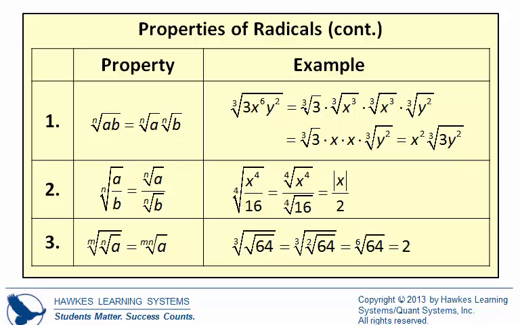And they've broken it up and done a cubed root of 3, a cubed root of x to the 3rd, and a cubed root of x to the 3rd. Together that makes the x to the 6th, and then a cubed root of y squared. And we'll look at some examples like that in a few minutes.